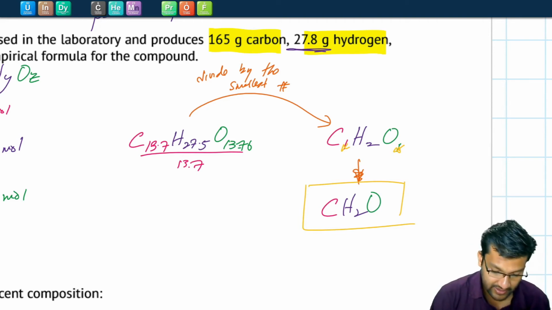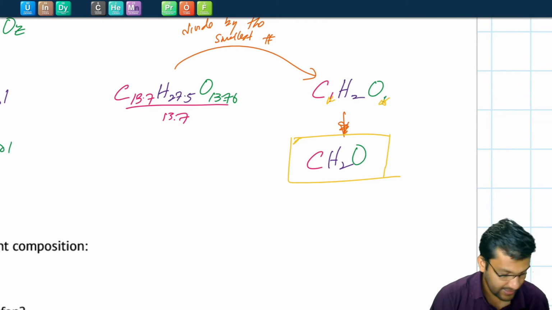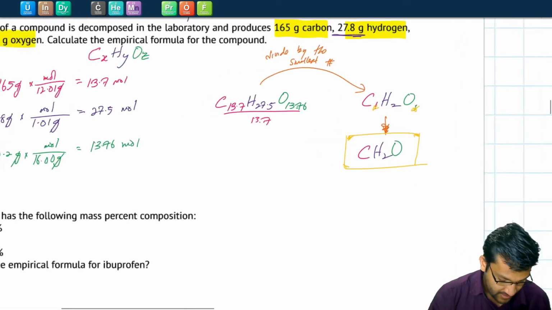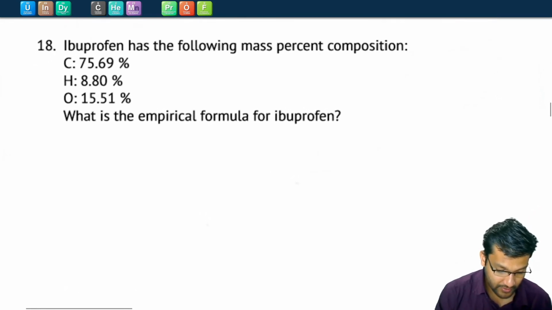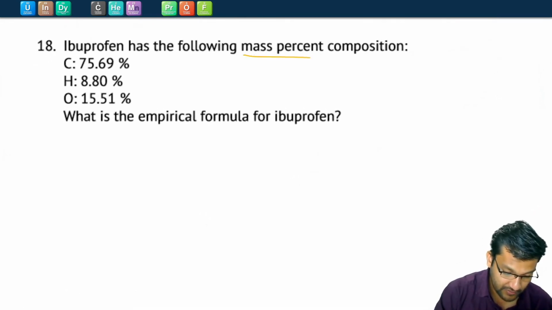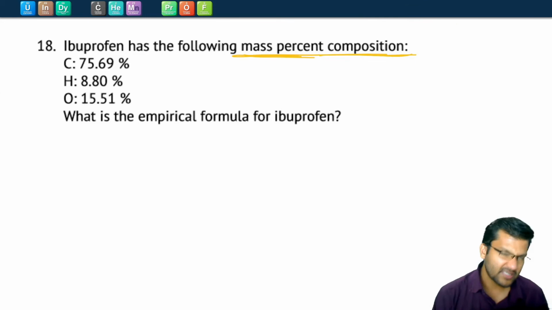If we have the element there, it means there's at least one of them. So that's our formula for number 17. If you couldn't get it, just send me a message and we can go over where you think you might have gone wrong. Number 18 takes it one step further. We're using mass percent composition instead, but see if you can work it out by yourself.